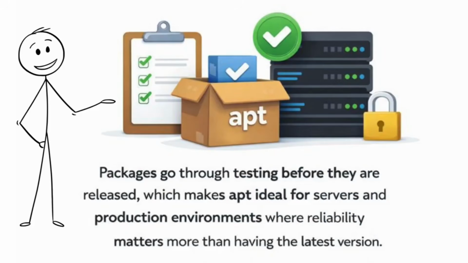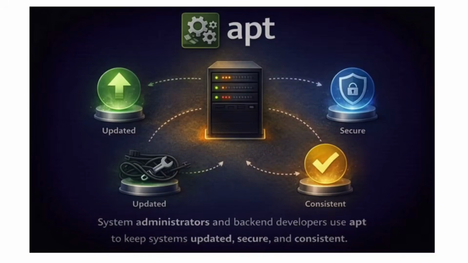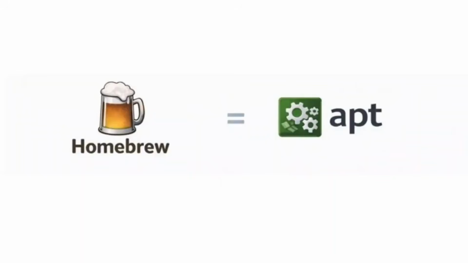Packages go through testing before they are released, which makes apt ideal for servers and production environments, where reliability matters more than having the latest version. System administrators and back-end developers use apt to keep systems updated, secure, and consistent. Like Homebrew, apt manages the operating system, not individual project dependencies.